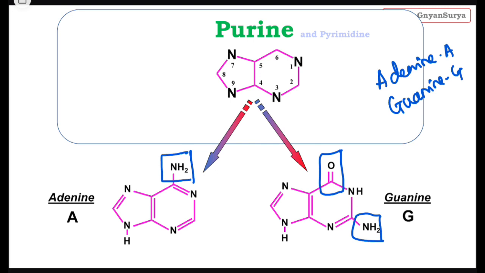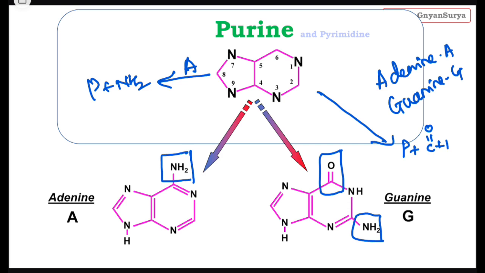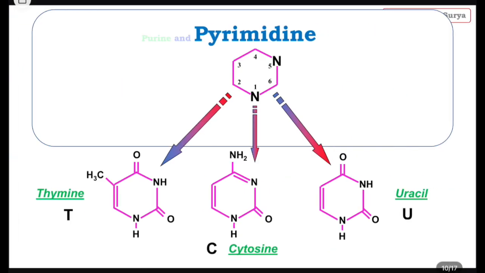Means in adenine, with respect to purine, if you want to make adenine, purine plus amine group, that is adenine. And if you want to make guanine, purine plus C double bond O plus NH2. These two extra components present in the purine form the guanine, right? Adenine and guanine. Whereas in the case of pyrimidine, we have three different structures, namely thymine, cytosine and uracil.